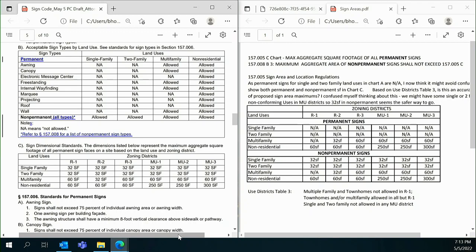Okay. Got it. So we'll use the lanes model, but flip the uses to be the columns and have the districts as the rows. Okay. Let's carry on. Any other comments?